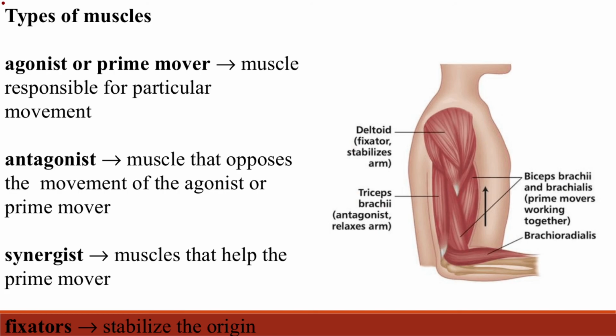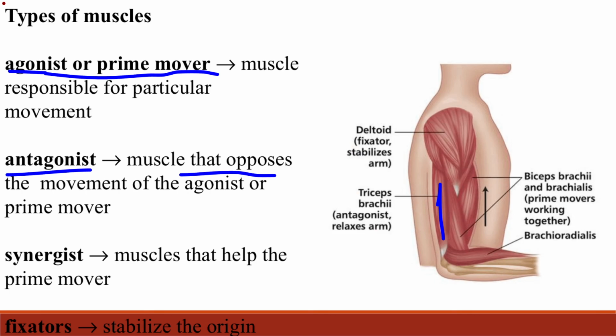Okay. So we have muscles that are responsible for a particular movement. Those are referred to as the agonist or the prime mover for that particular movement. So when we talk about bending the elbow, the biceps brachii is the prime mover for that particular muscle contraction. It's the agonist. The antagonist opposes the movement of the agonist. In this case, that would be the triceps.